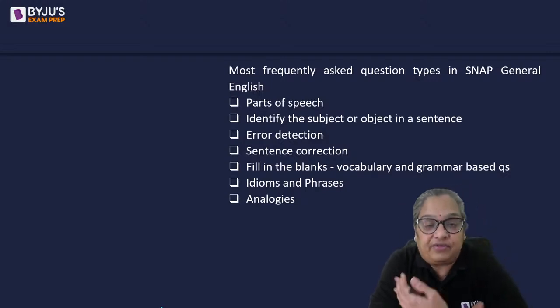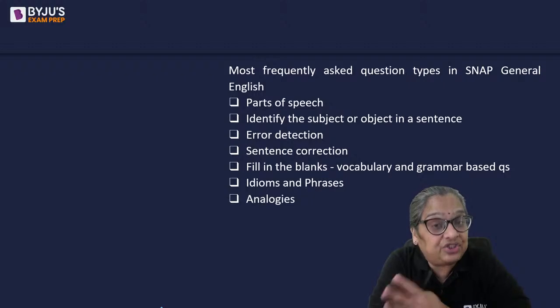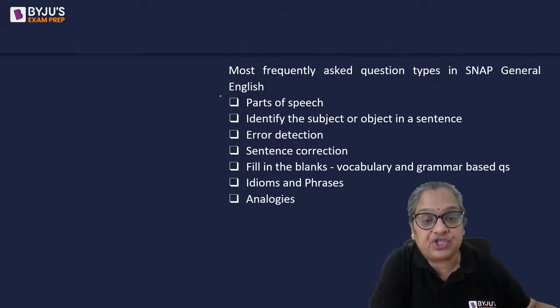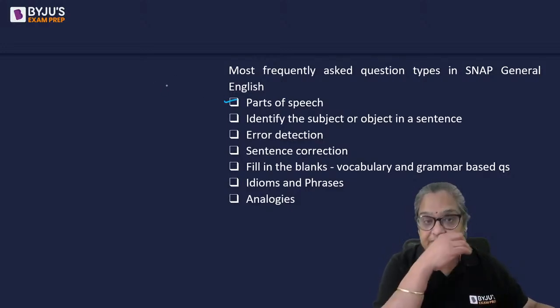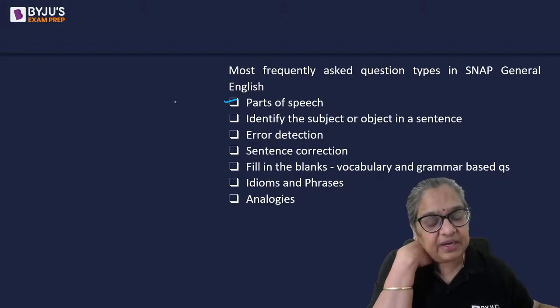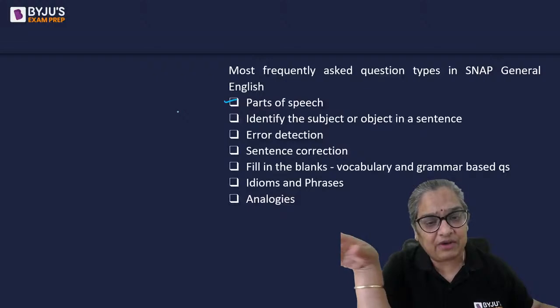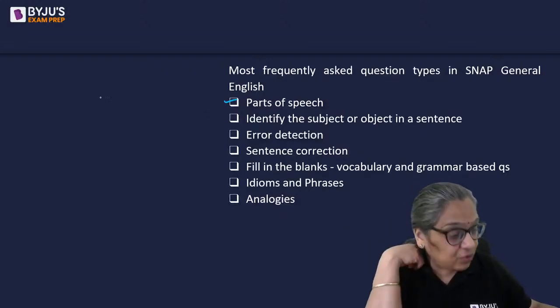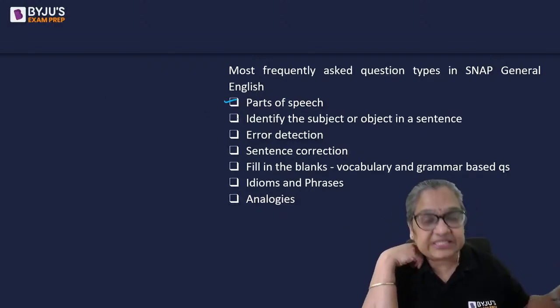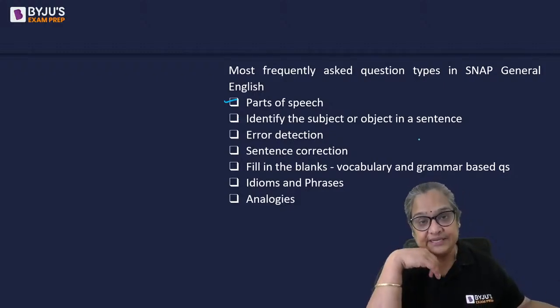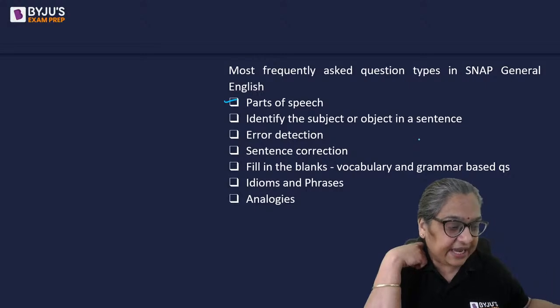So we have questions on, generally, a couple of questions on parts of speech, where you have to identify what part of speech it is. A word is underlined, and you have to identify whether it is a noun or verb or adverb. Or they will give you a sentence and ask you which is the adjective in the sentence, which is the adverb in the sentence, how many adjectives are there in the sentence. It could be asked in any way.